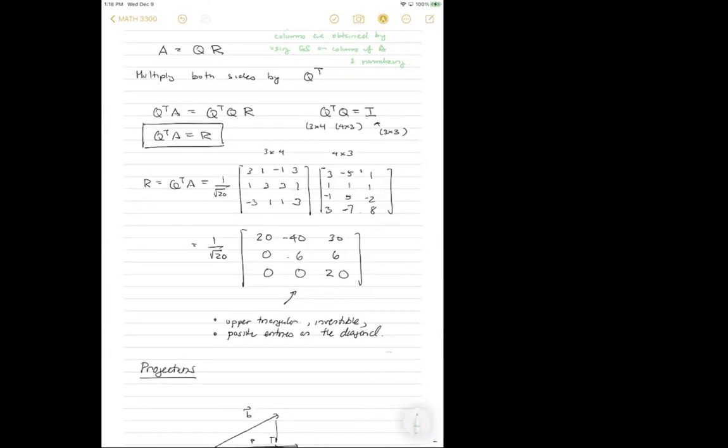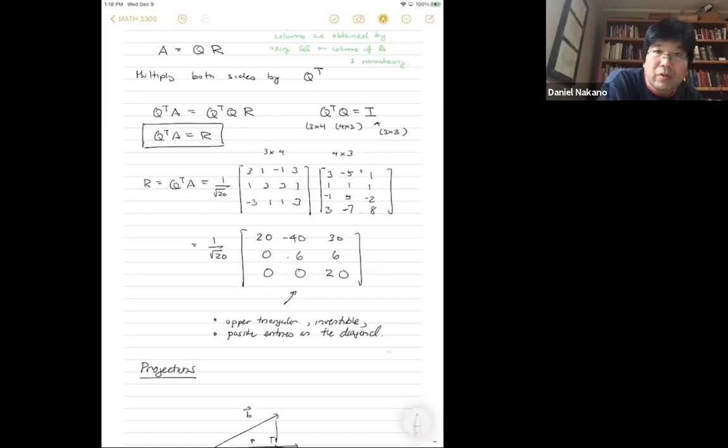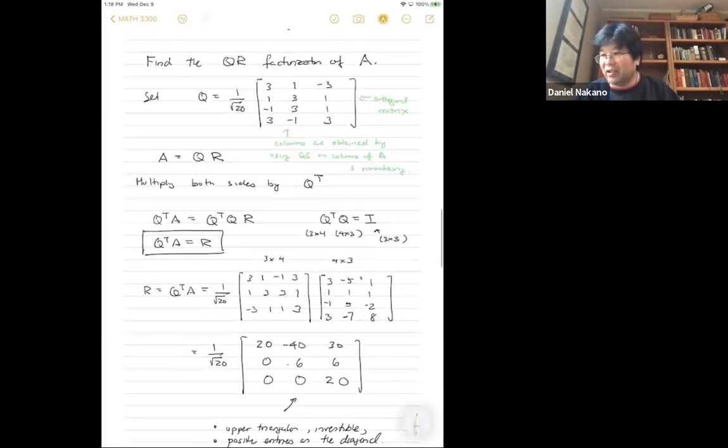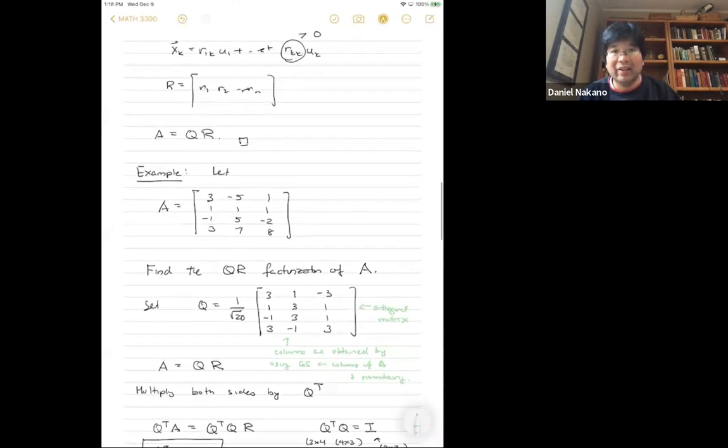I'm still confused why there's a 1 over square root of 20 in front. Does that happen all the time, or is it problem specific? It's because we normalize the lengths, and it turns out that each of them has length square root of 20. Otherwise we'd have to divide each column by its length. But we get lucky here because each has length square root of 20.